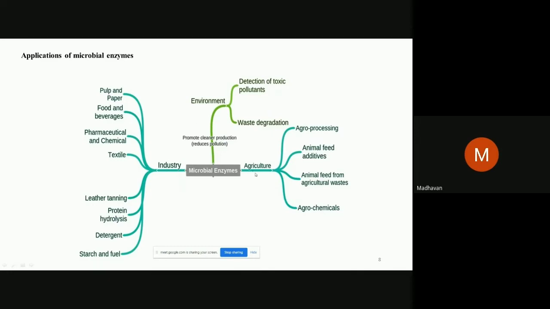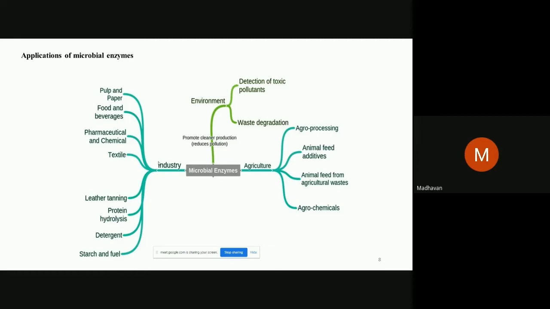In agriculture, most of the agro processing reactions, for extraction of oils or extraction of colors, pigments, and everything from the agro residual biomass, need enzymes. For animal feed additives, you might know about the enzyme phytase, which is required very much to cleave the phytic acid content to release the absorbable phosphorus, and then agrochemicals. And on the industry side, as we discussed: starch, fuel, detergents, protein hydrolysis, leather tanning, pharmaceutical, chemical, and so on.